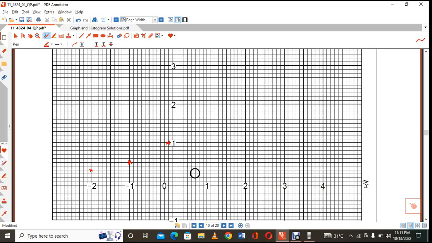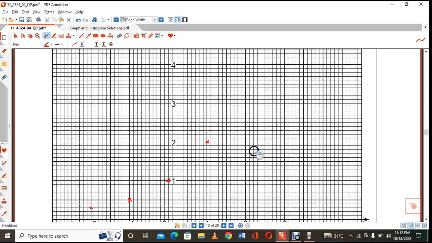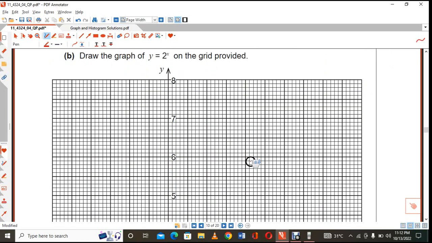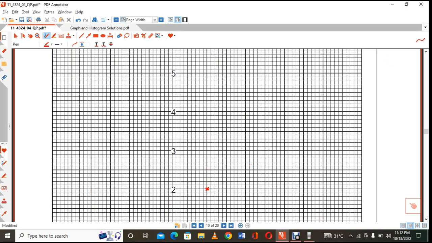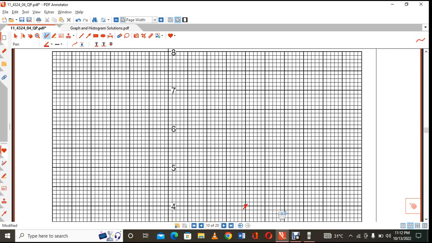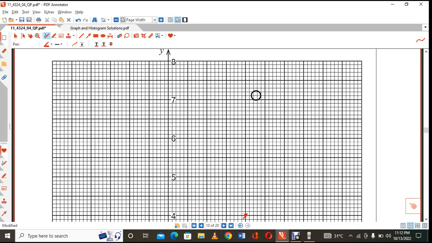When x is 1, so I'm using my table, okay? When x is 1, we get a 2. So the exponential graph here. When x is 2, we get 4. So let me just go all the way up. So these values, I'm taking them from the table, okay? So when x is 2, y is 4. So that is going to be all the way here. And when x is 3, y is 8. So again, that will go all the way up right to that part there.